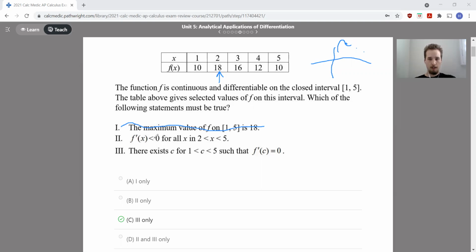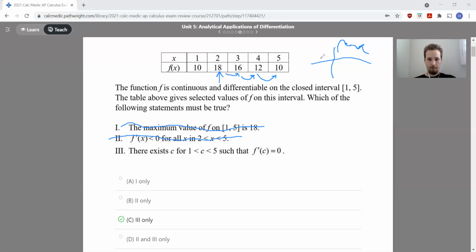F prime of x must be less than 0 for all x from 2 to 5. Well, it does go down at each step from 2 to 5. However, it could go down and then come up and then come down again. So f prime would be positive here. So we don't know that f prime is always negative from 2 to 5. The general trend is downwards, but it could go up and then come back down again. So this is also something we don't know to be true.